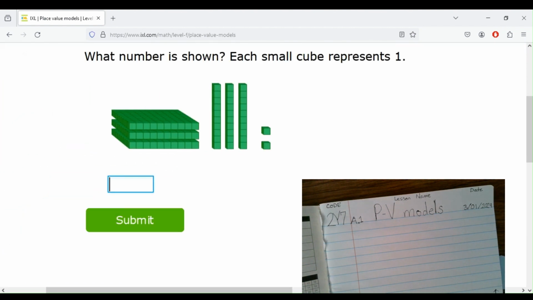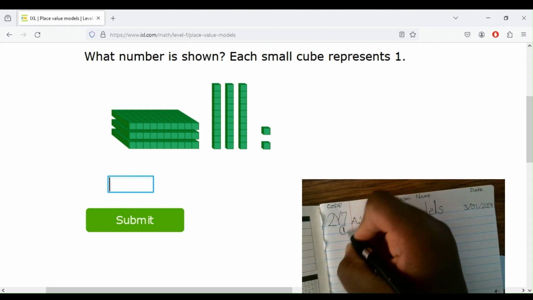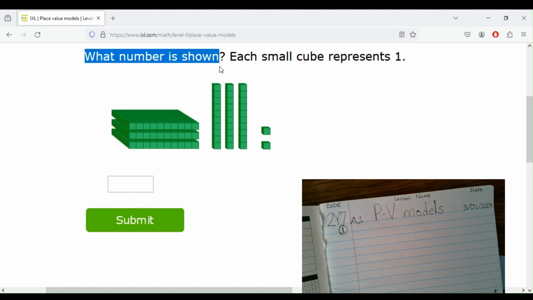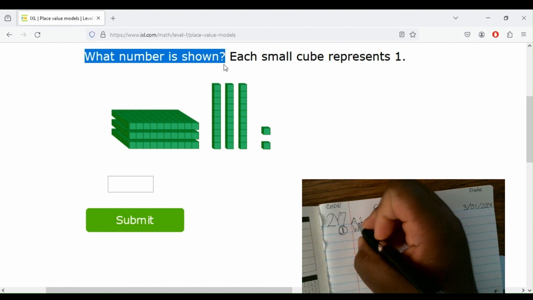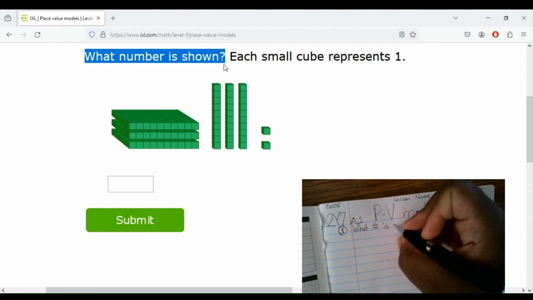Now, I have to find my actual question for problem number 1. I'm either asked a question or given an instruction. I'm told to do something. Here I am asked a question. The question is, what number is shown? That's my actual question, and so I'm going to copy that down. What, I can abbreviate, number is shown.